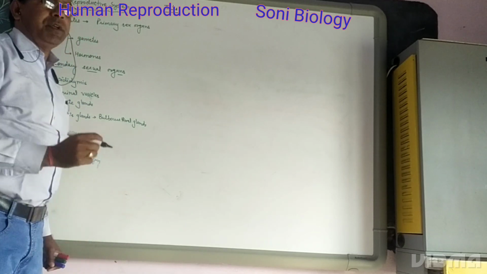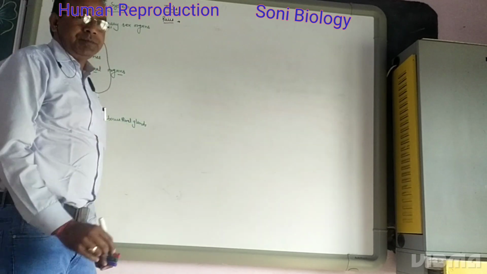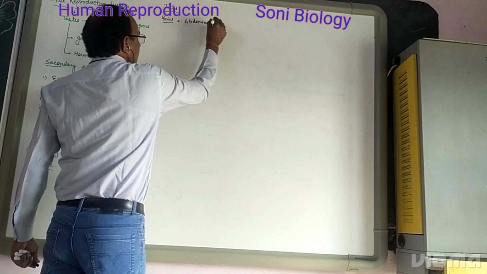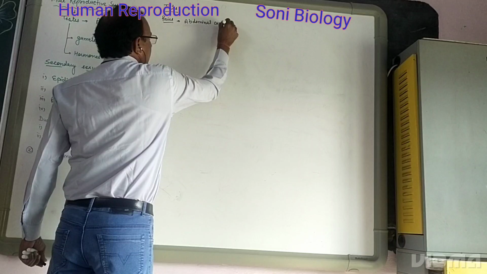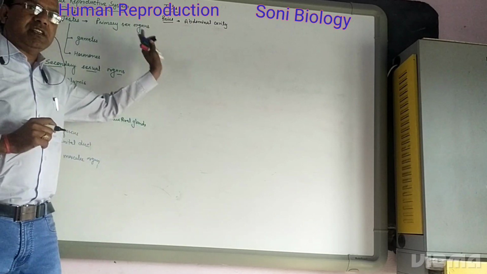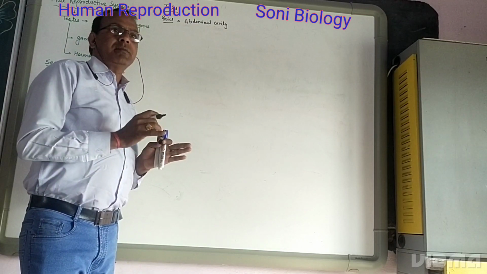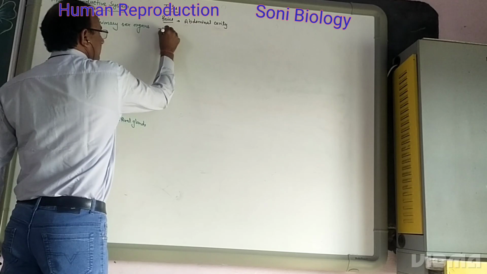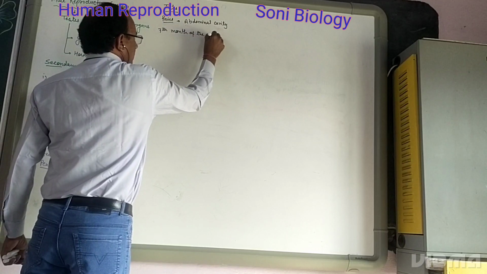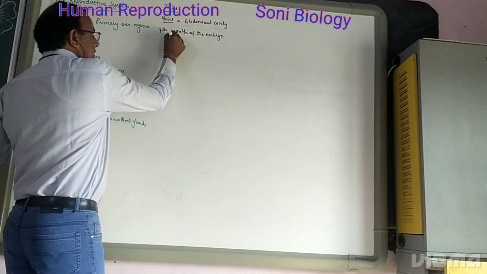Testes are found in humans in pairs. Testes are produced in the abdominal cavity, but during the 7th month of embryo development, these testes descend and come into the scrotum. Till then, the scrotum remains empty.